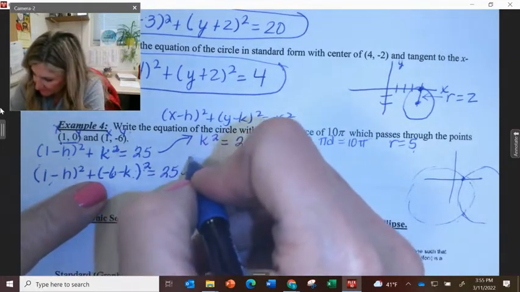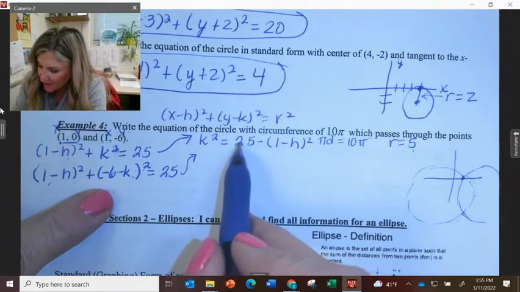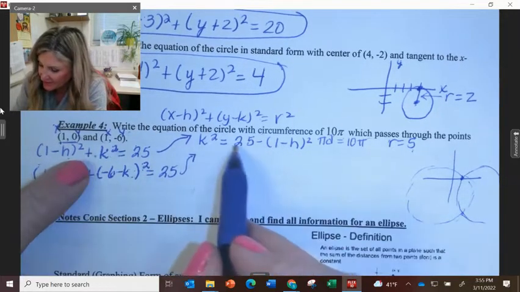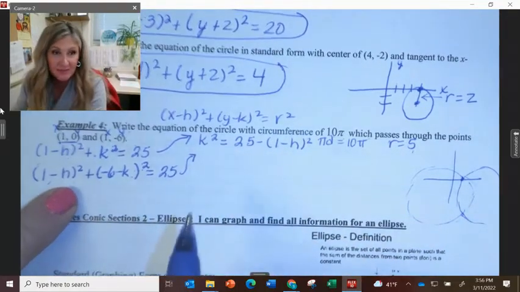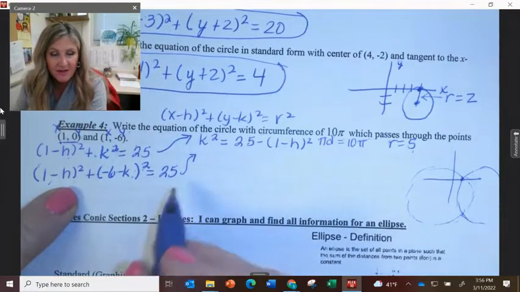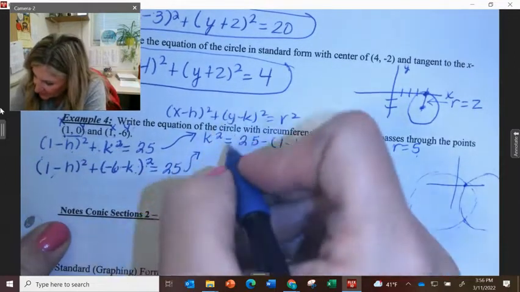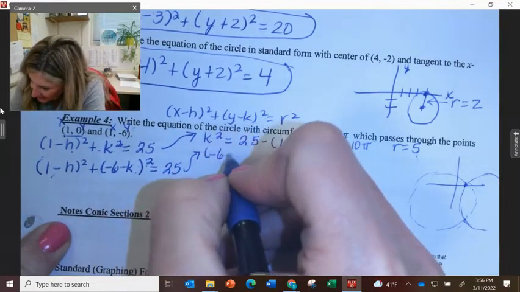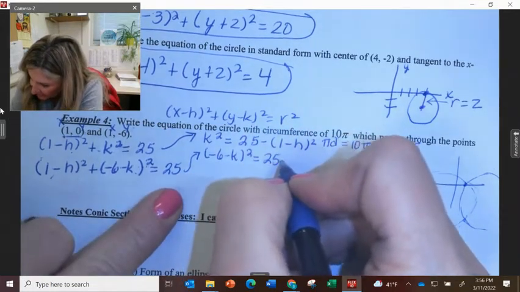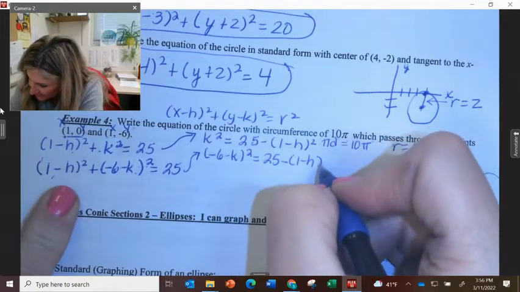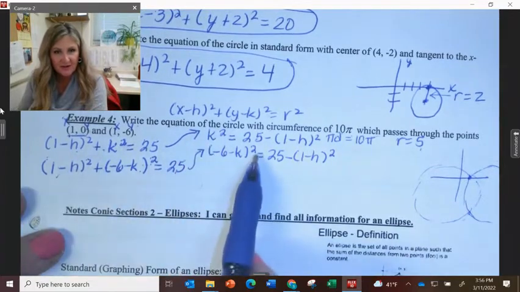Look at this equation. If I take this equation, I want to get 25 minus (1 minus h) squared. Because if I can say that this equation is equal to that, and this equation is equal to that, then I can set them equal to each other and solve. So if I take this equation and take this over to the other side, I'm going to get (negative 6 minus k) squared equals 25 minus (1 minus h) squared. Isn't that true? I can take that over.